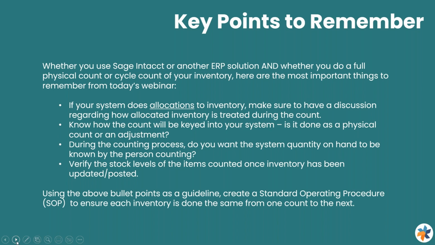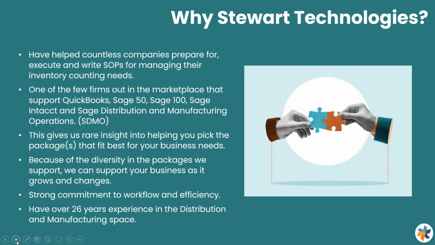And then during the count process, do you want the system quantity on hand to be known by the person who is counting? So if we have an item that's listed, do you want to know how many we have on hand when the person is actually counting, or do you want to have that item blank? And then, of course, you want to verify the stock levels of the items counted once the inventory has been updated and posted. And then you can use the bullet points above as a guideline to create a standard operating procedure, an SOP, to ensure that each inventory is done the same way every time that you do a count. Next slide, please.